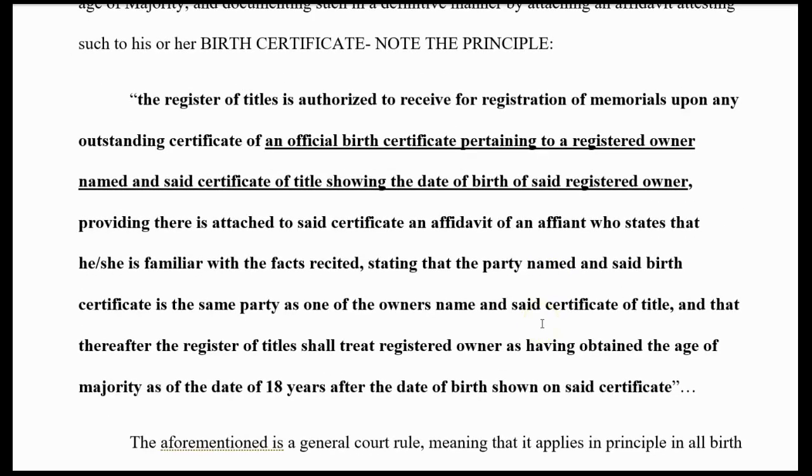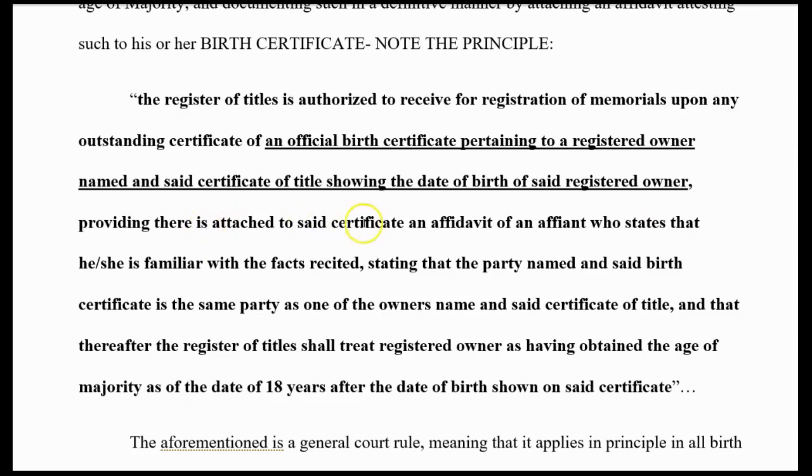So, this paragraph relates to the process by which, if you look at the Minnesota Rule 220, you'll find essentially this language. And it's in Minnesota where a lot of the birth estates are actually housed. So the Register of Titles is authorized to receive for registration of memorials upon any outstanding certificate of title an official birth certificate pertaining to a registered owner named in said certificate of title, showing the date of birth of said registered owner. Isn't that what your birth certificate does?